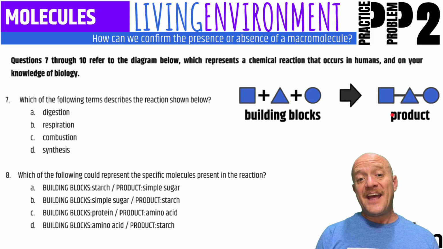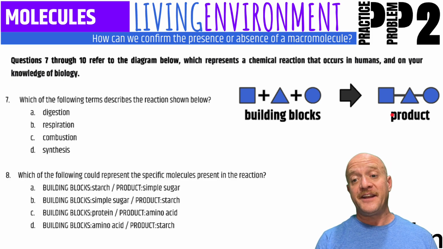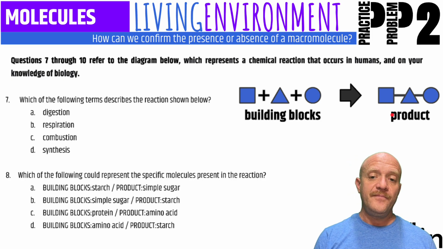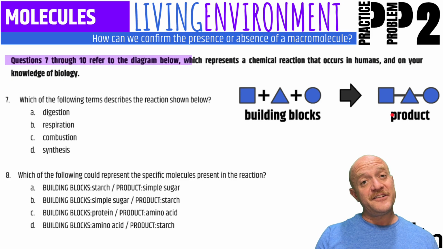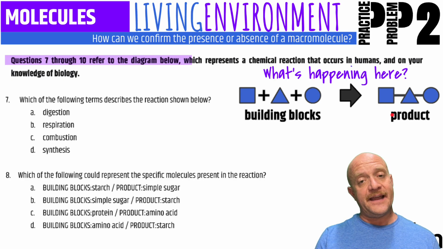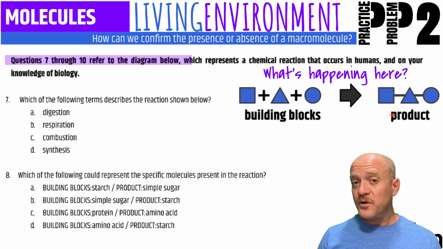Questions 7 through 10 refer to the diagram below, which represents a chemical reaction that occurs in humans, and on your knowledge of biology. So, again, this is another stimulus question for questions 7, 8, 9, and 10. All are related on this diagram. Describe in your own words what's happening here.